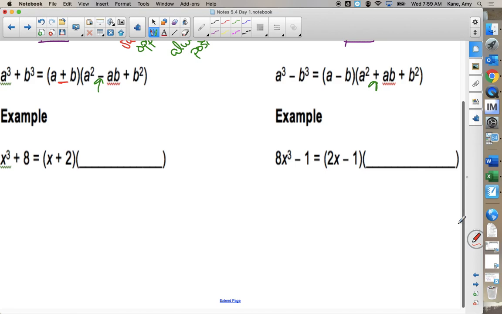So we have x plus 8. Our goal is to factor it with this pattern, A, same sign B. A squared, opposite sign, AB, always positive B squared.